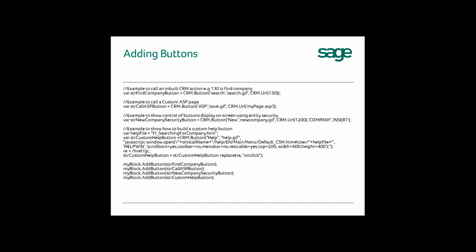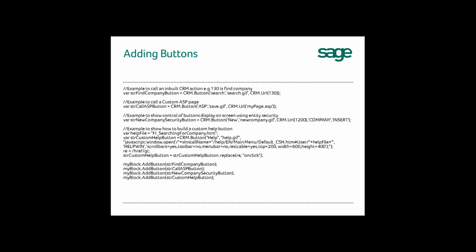Well, that's the way in which you could redirect to an inbuilt system action, but we're going to actually take the approach of saying, well, we want to call our own custom button, calling an ASP page, and you can see in the second example there, call ASP button, where we've got CRM.button, and then the label, the image that's being used, and then the path to that. And that would have to be the full path to that particular file.